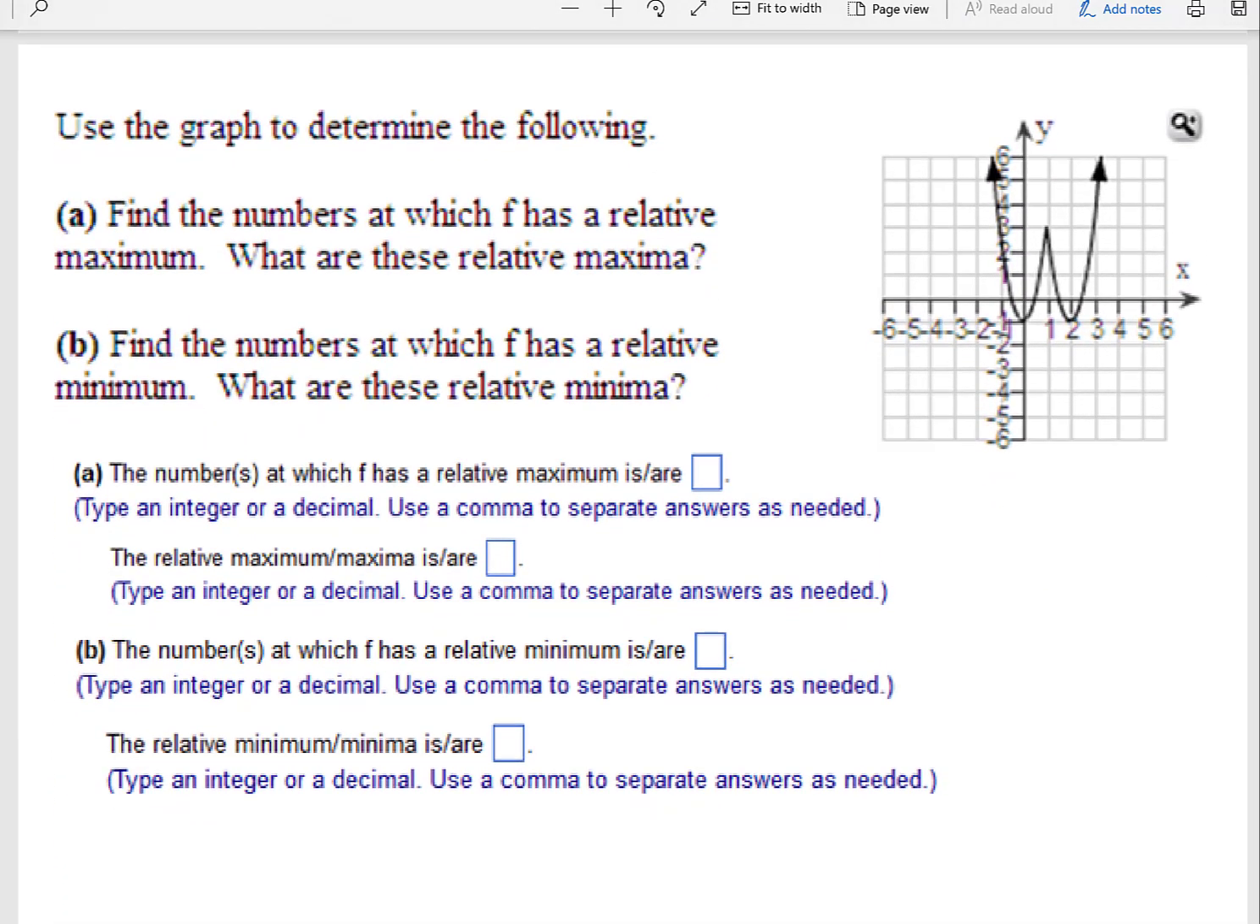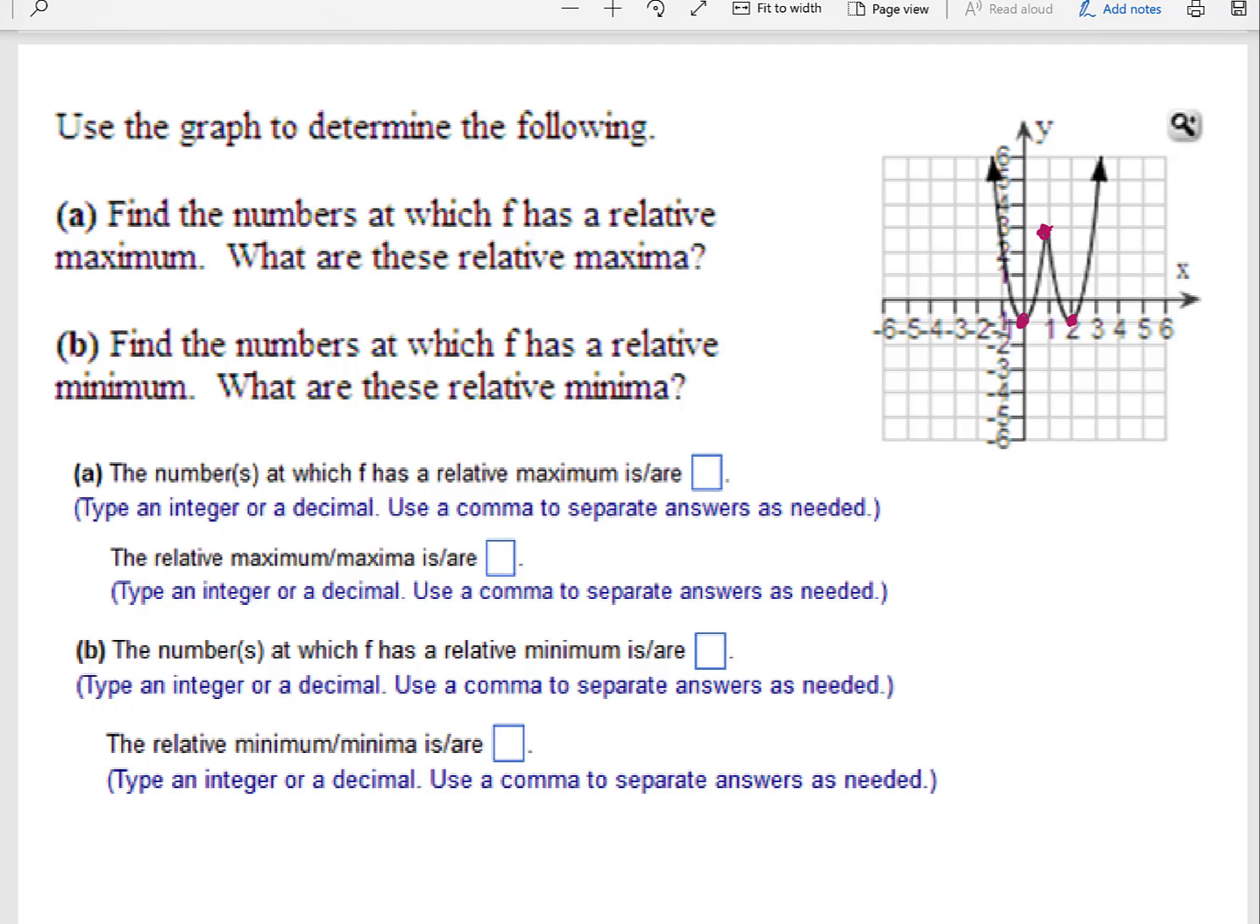All right, it tells us to use the graph to determine the following. Find the number at which f has a relative maximum. So that's going to be the highest point that we see on the graph. We see the ends of this graph have arrows, meaning that it's going to keep going up and up and up into infinity, but it's what part we see that has the relative maximum. So, and then what are these relative maxima? Okay, so we're regarding these transition points, highest transition points, lowest transition points.